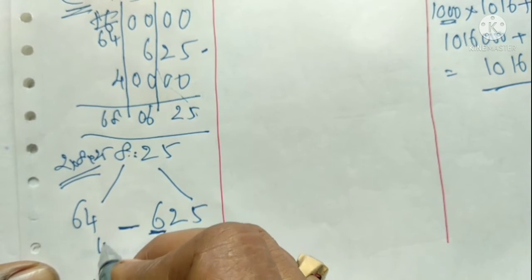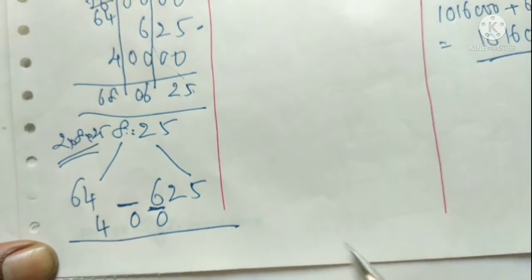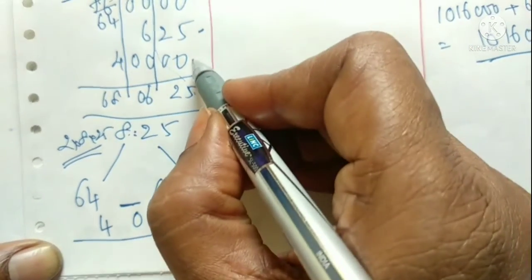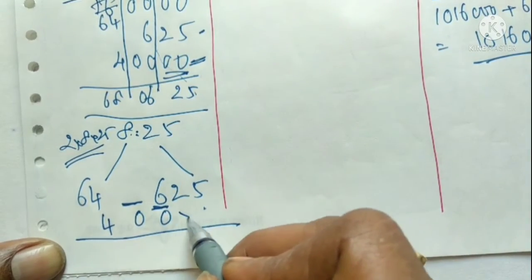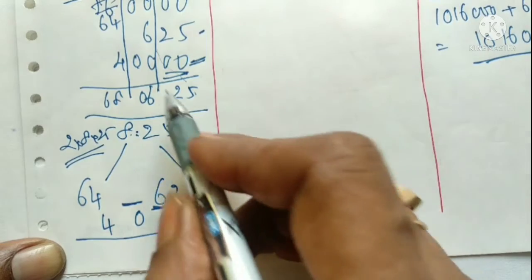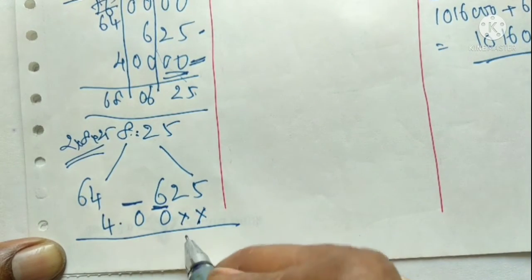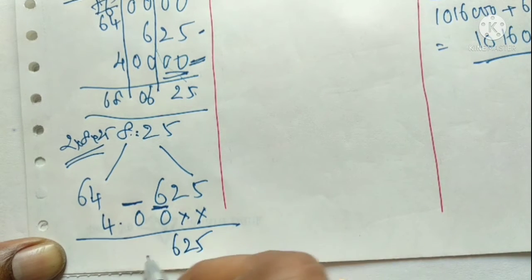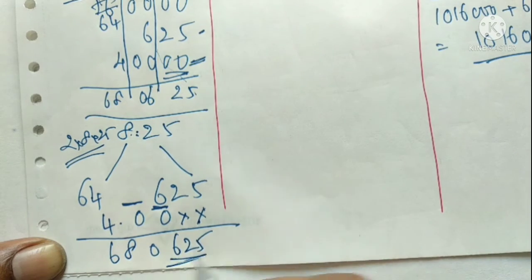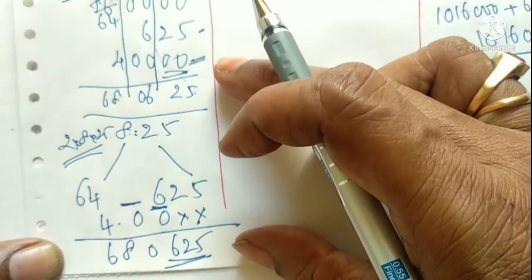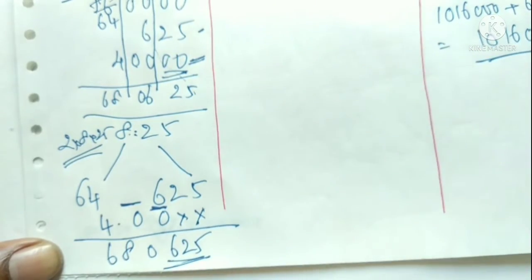So now here 400. Because 2 zeros were overlapping here. So after this 40,000, 4 has come to this side and zeros here. Okay, the answer is 680625. Please practice this. It will be very easy. You have to understand the secret behind this.